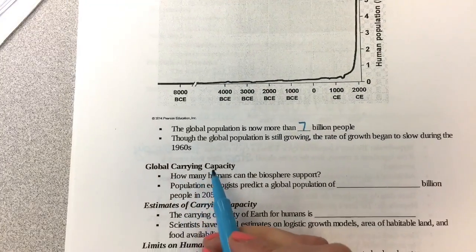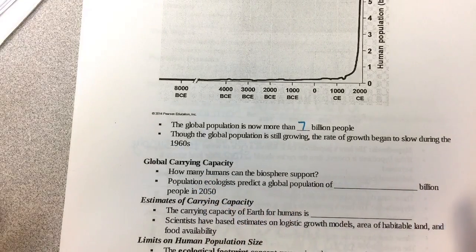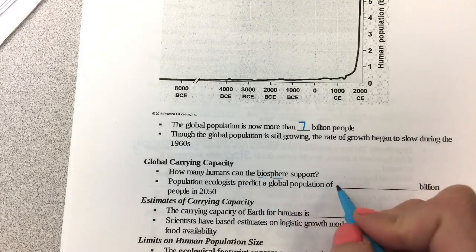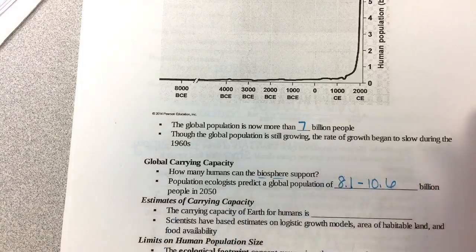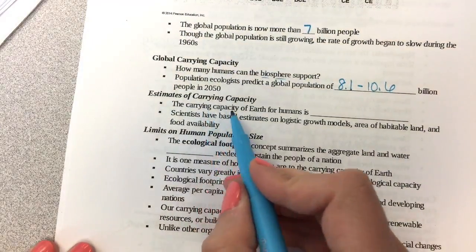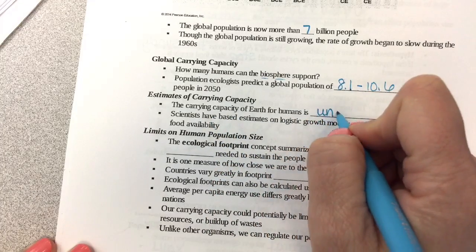Do we have a global carrying capacity, do you think? Yeah, absolutely. How many humans can the biosphere, that's the living part of the earth, the part of the earth that contains living organisms, support? There are some predictions. They predict a global population of between 8.1 and 10.6 billion people in 2050. So we try to estimate the carrying capacity. The carrying capacity of the Earth is uncertain.